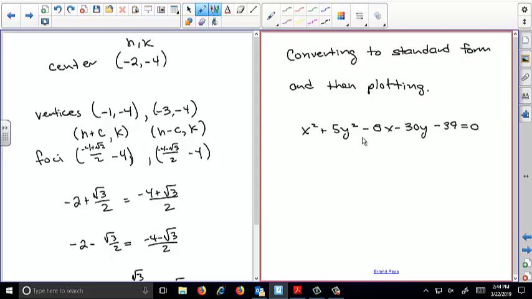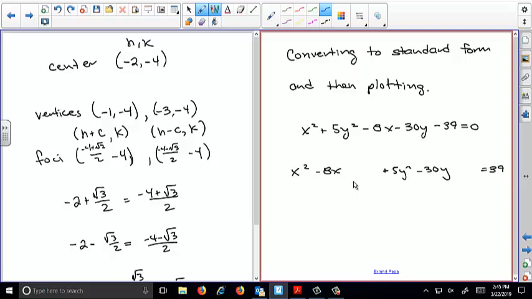So what we do is they typically have x squared, xy, constant. What we do is we group the two terms that involve x together. So you get x squared minus 8x, and then we leave a little space, and then we have plus 5y squared minus 30y, leave a space, and then move this number to the right hand side. So this negative 39 becomes positive 39.